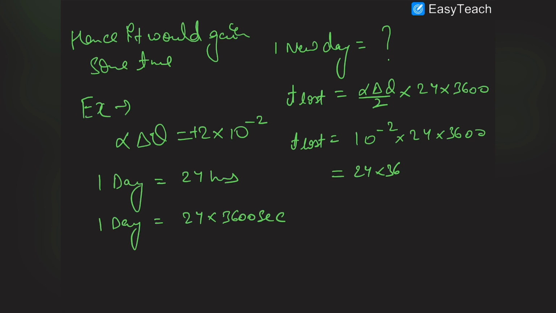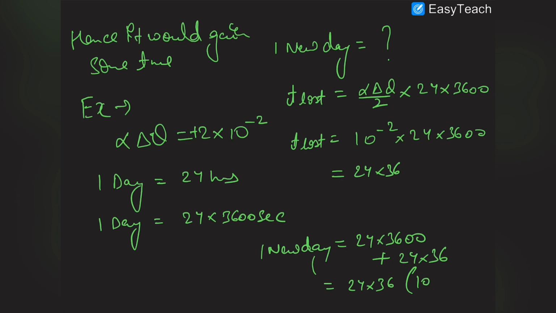So the new day will be equal to the length of the old day, which is 24 into 3600, plus the time lost, which is 24 into 36. So we can take 24 into 36 common, and it is 101. So this is the length of one new day.